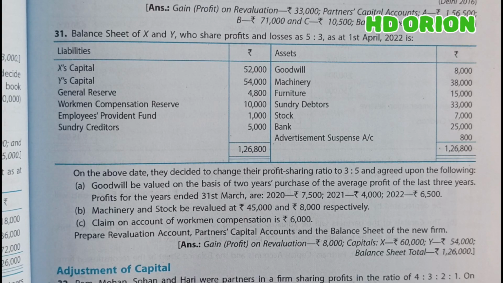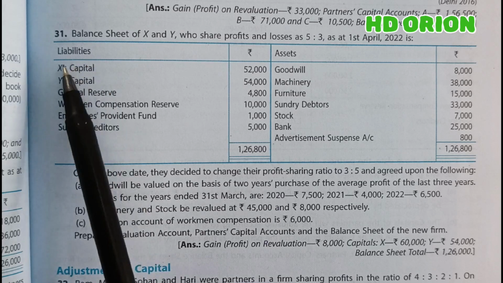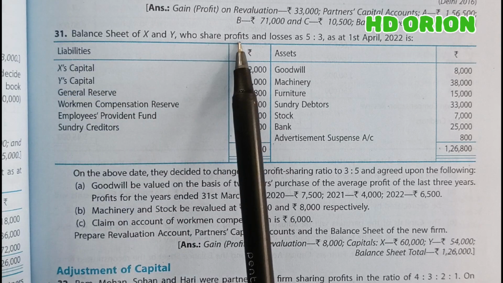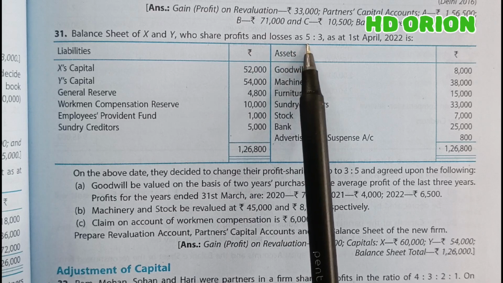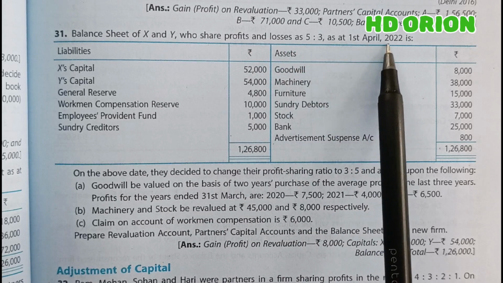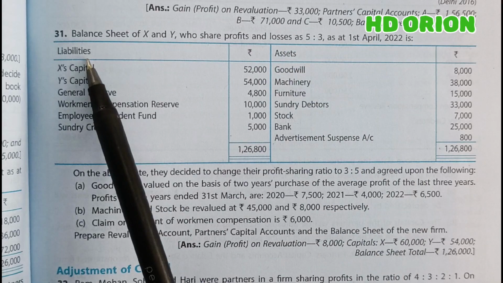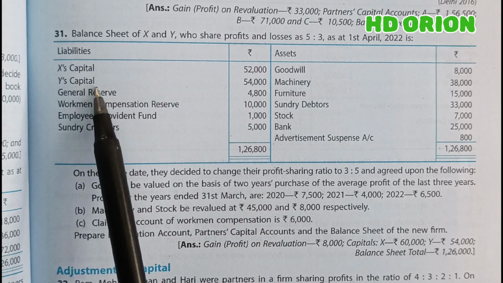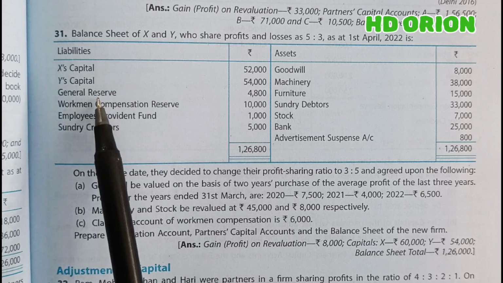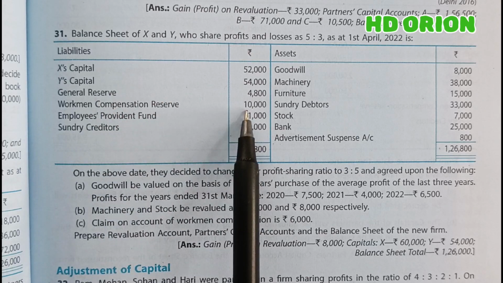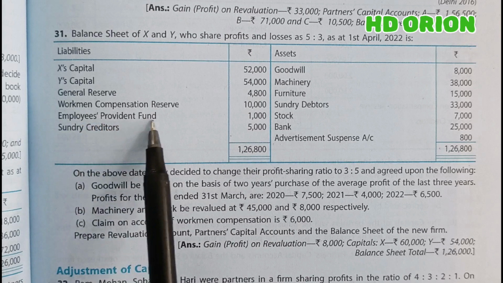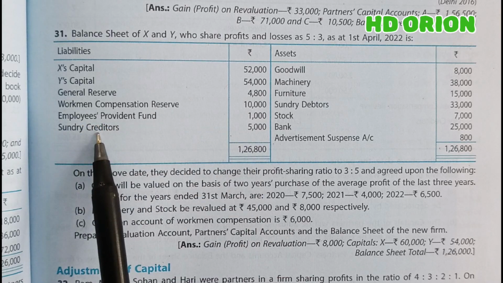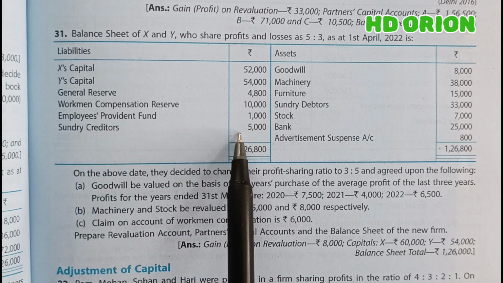Now let us see question number 31. Balance sheet of X and Y who share profits and losses as 5:3 as at 1st April 2022 is. Liability side we have got X's capital rupees 52,000, Y's capital rupees 54,000, general reserve 4,800, workmen compensation reserve rupees 10,000, employees provident fund rupees 1,000, and sundry creditors rupees 5,000.